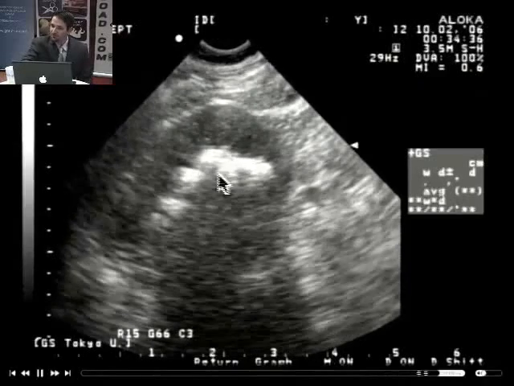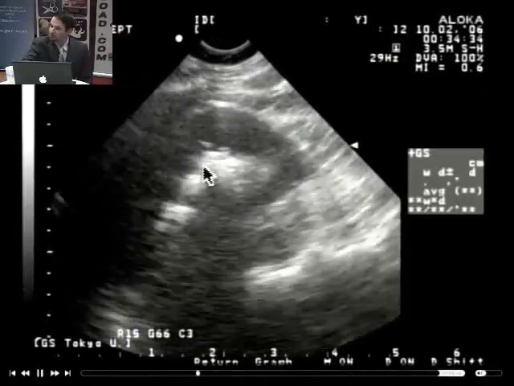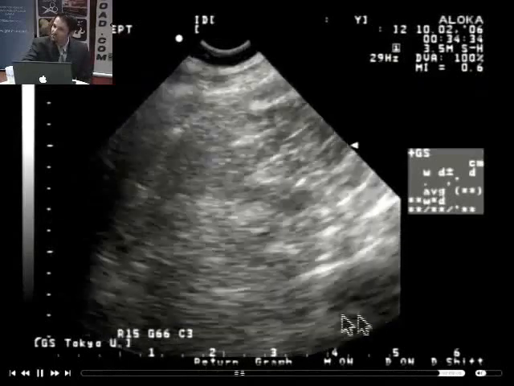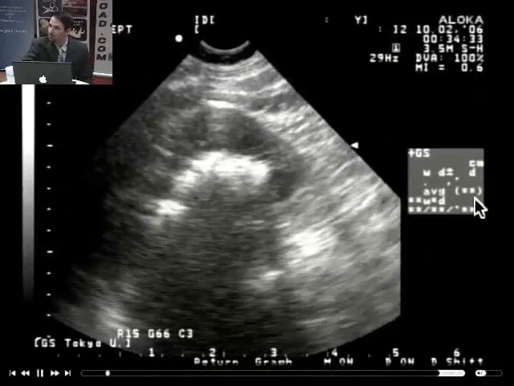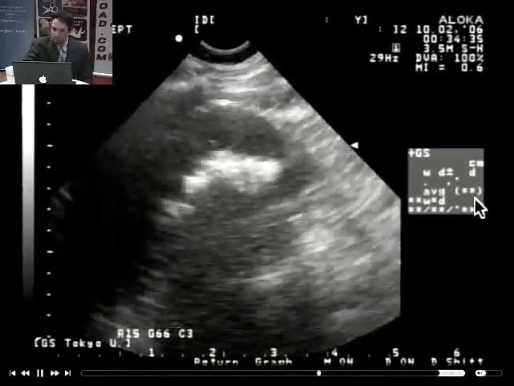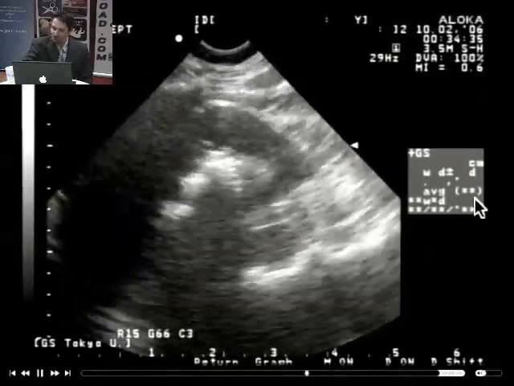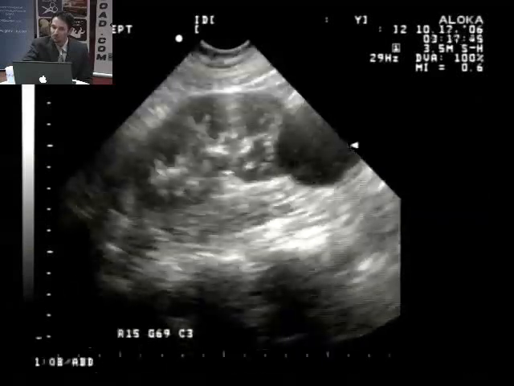When you see a kidney that looks like this, the entire renal sinus looks like it's just casting a dense shadow. This is a staghorn calculus. So the entire renal pelvis is just full of stone here. Can't see anything beyond this kidney because the stones are just shadowing through.